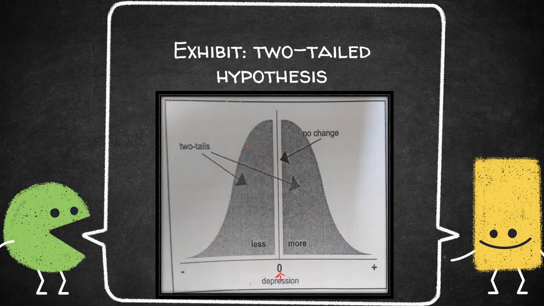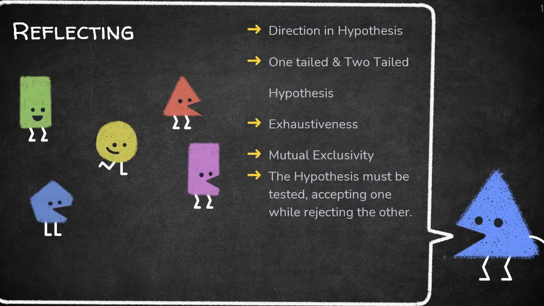Let's see the middle line, no change. And there would be a difference means either it would make the disease severe, depression would rise as an effect of it, or it could come down. So that is the way of putting it across. So this is about the two-tailed test.